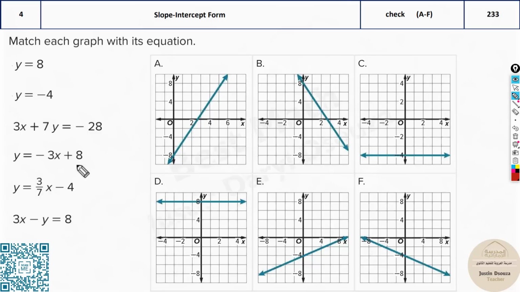Now, whenever you have the slope-intercept form, it is very, very simple. Let me take this equation, y equals minus 3x plus 8. All you need to focus on is the y-intercept, because y equals mx plus b, the slope-intercept form, is one of the best forms to graph. This b value tells you where the graph is touching the y-axis. Here it's plus 8. This can be a possible solution and this can be a possible solution.